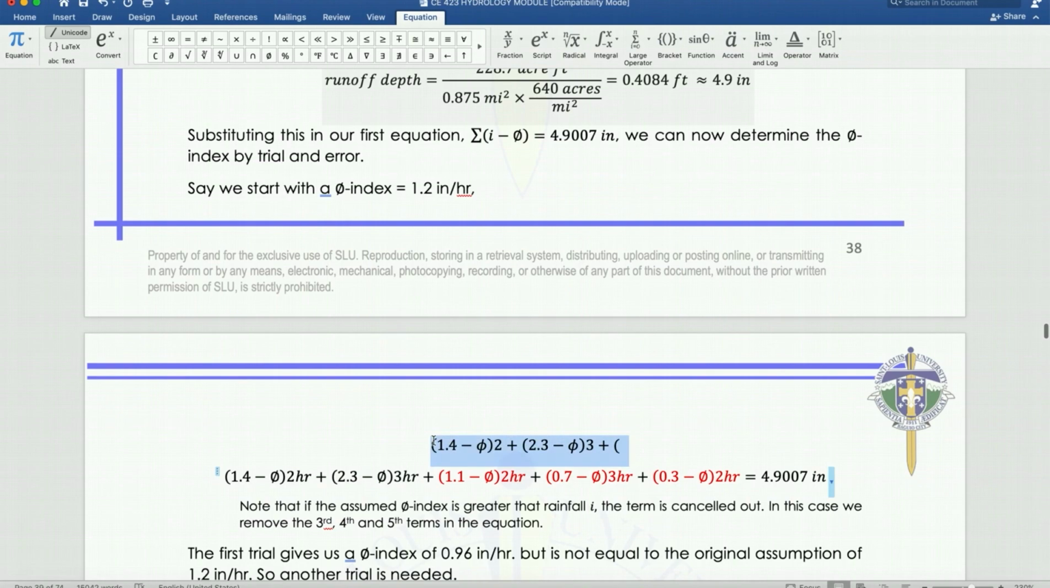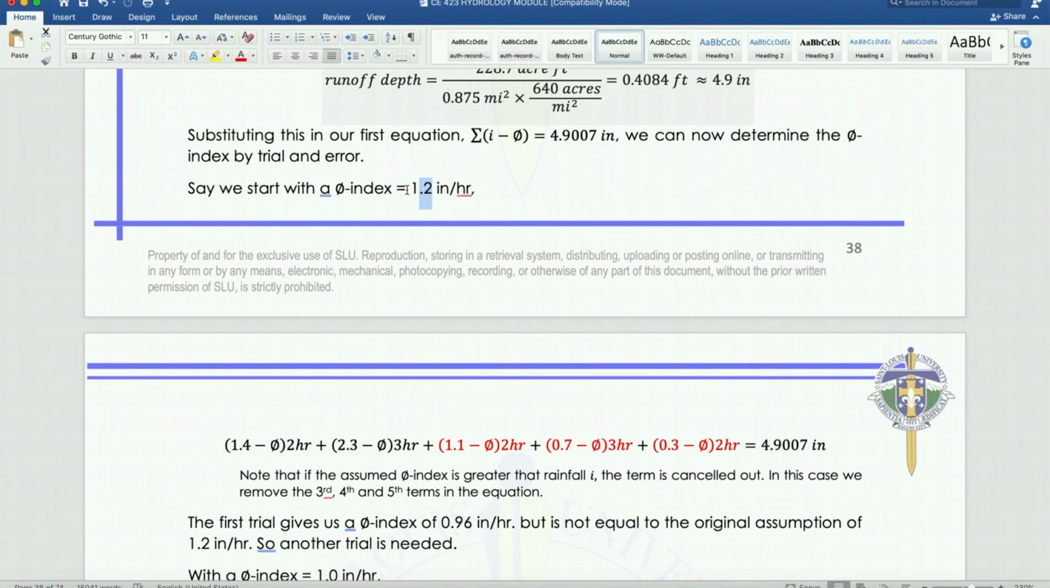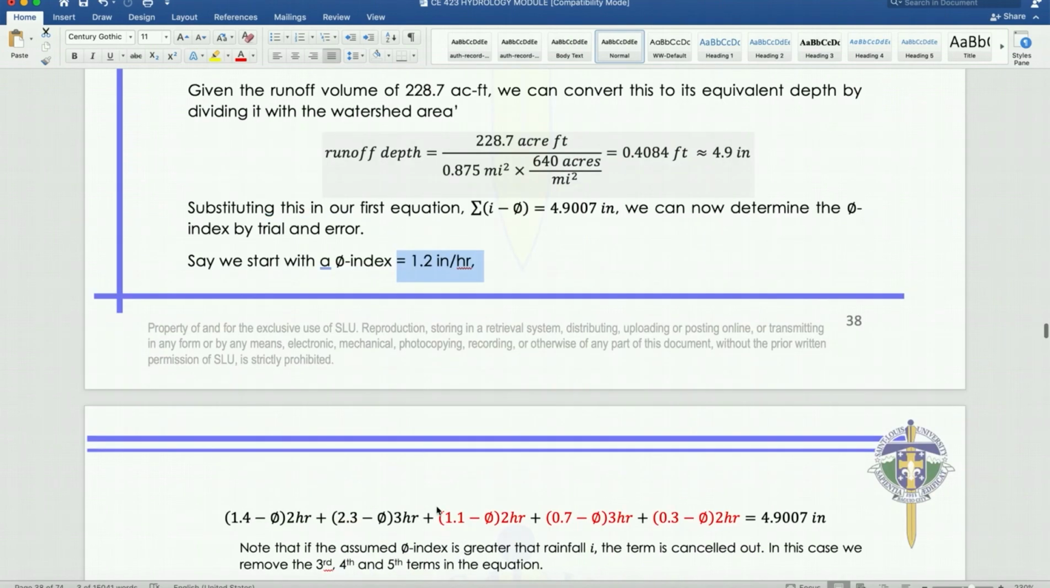Now, the thing here is, we have an assumed value, which we equate to 4.09 inch. My assumed phi index here is equivalent to 1.2 inch per hour. So, since 1.1 minus 1.2 is 0, I am no longer going to include this equation. Likewise with this equation, because 0.7 minus 1.2 is negative, and 0.3 minus 1.2 is also negative. So, I am going to exclude all of these three equations. Okay? So, bring out your calculator.